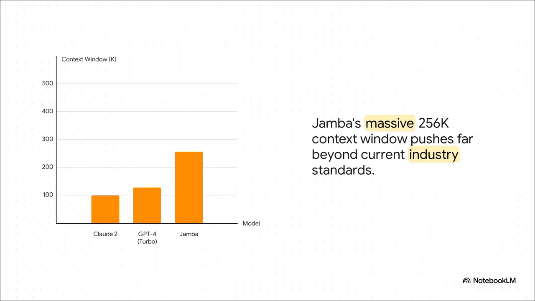And what's the payoff for this hybrid design? Look at these numbers. A 256,000 token context window. That's not just an incremental improvement, that is a massive leap. We're talking double what GPT-4 Turbo offers. Jamba can handle these enormous context lengths because the Mamba layers do all the efficient heavy lifting, which makes it practical to use those powerful but expensive attention layers where they count the most.